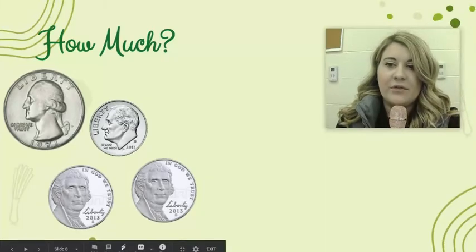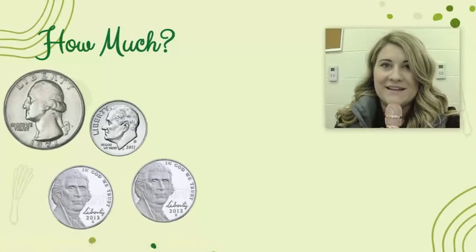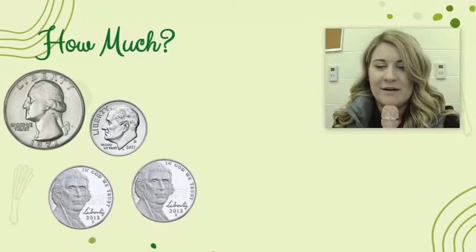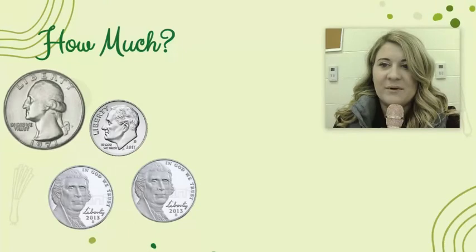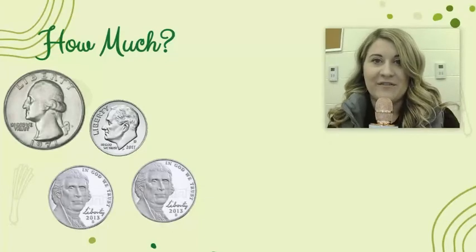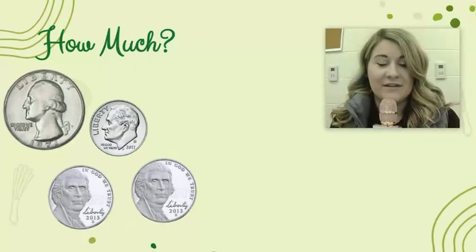So the cool thing about counting money is you're typically going to be counting by tens or by fives, and we all know how to do that. So let's start out with 25, and let's add in our dime next. So 25 plus 10 would be 25, 35, okay?